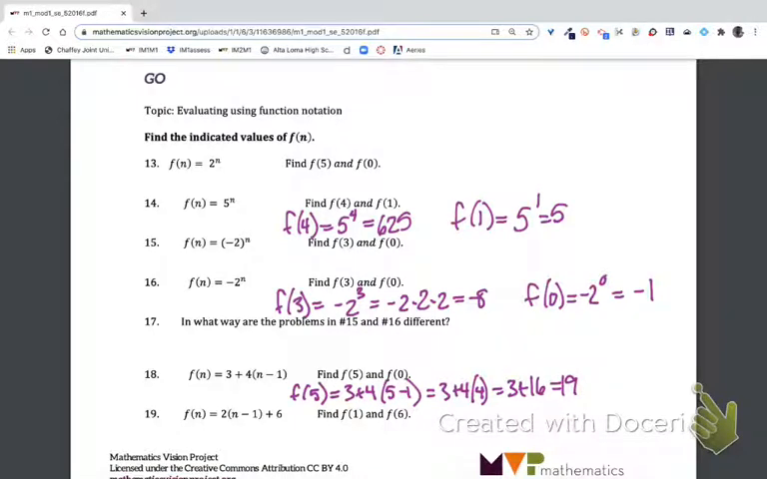And I'm running out of room a little bit, but f of 0 equals 3 plus 4 times 0 minus 1. When I do that, I end up with 3 minus 4, which gives me a -1.